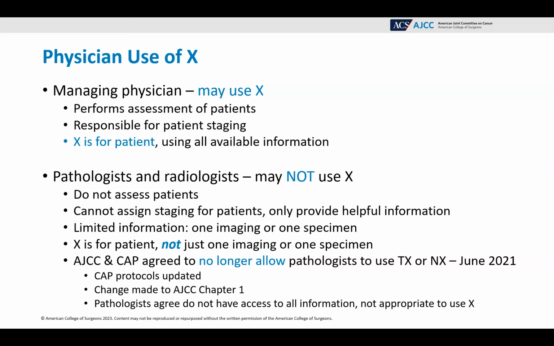The change was also made to the AJCC Chapter 1, and you will find that in the errata. The pathologists agreed with this. They realize they do not have access to all of the information, so it is not appropriate to use X. Because again, X means no one knows for that patient, not that you didn't know it for that one particular specimen that they have in front of them in pathology.